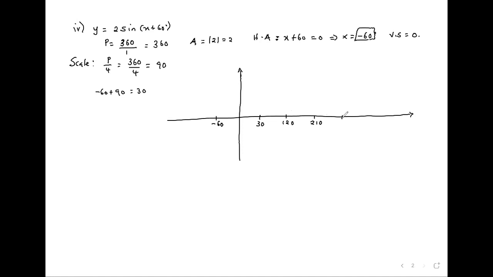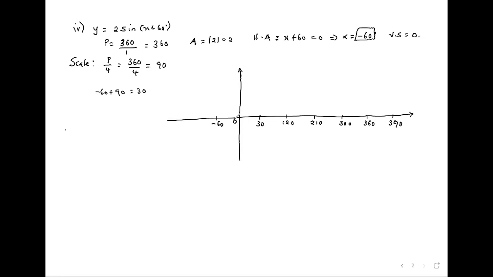And 210 plus 90, you get 300. 300 plus 90, we get 390. But remember, we are told that our sketch must end at 360. So provide a space for 360 because we won't get to 390. We are also supposed to start from 0, so provide a space for 0.